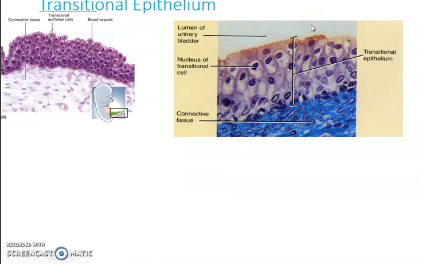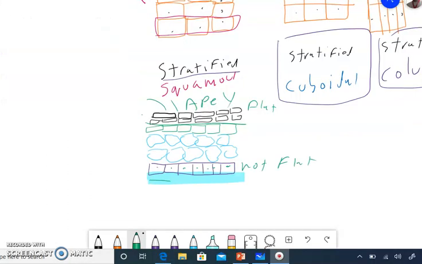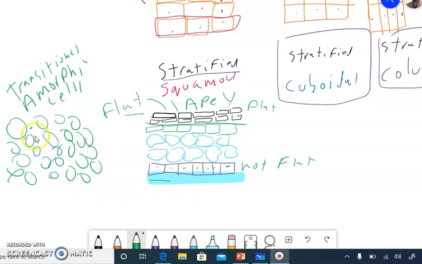Now, transitional. If I took a poll of what tissue students hate, it would be transitional. I do not know why. Actually, I do. It's easy to confuse it with stratified squamous. So in stratified squamous, we generally have flat cells at the top, and the top is fairly even. In transitional, you have these amorphous cells throughout. And so there's no real shape to them, and usually it's not even as well. So it's this really weird epithelial tissue.